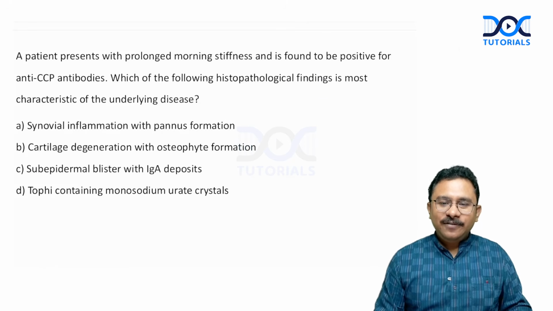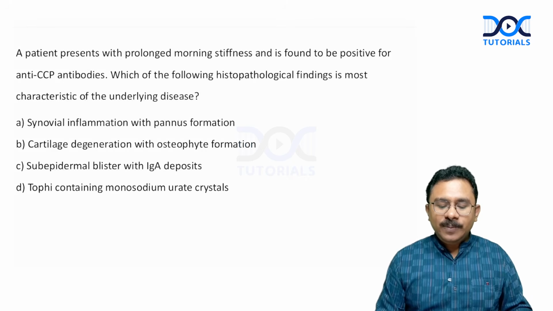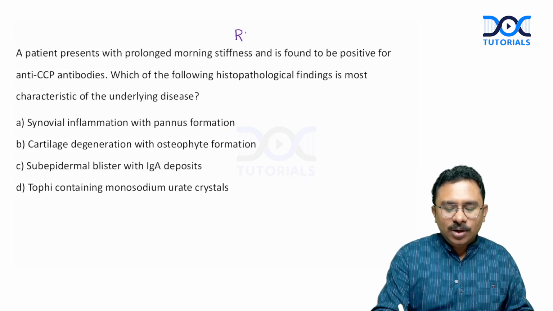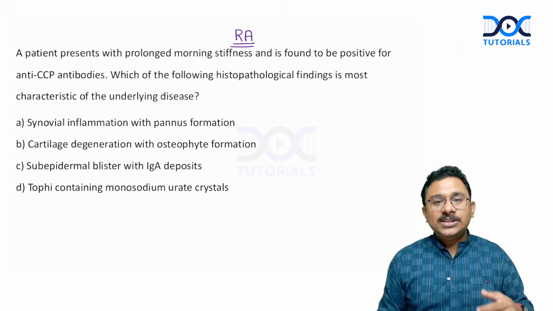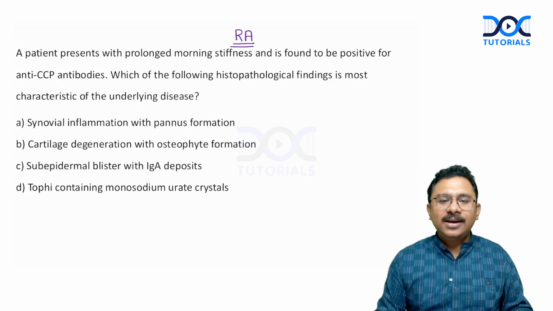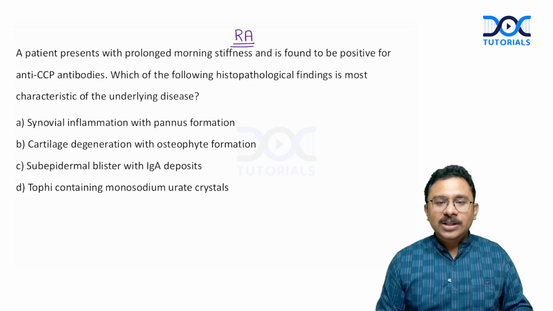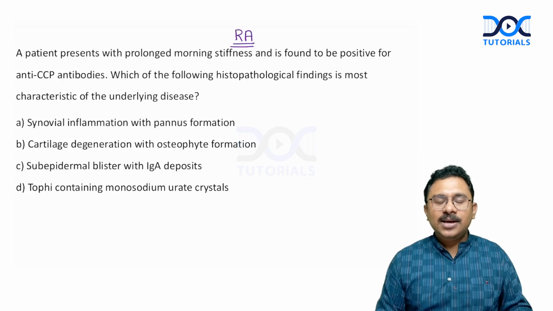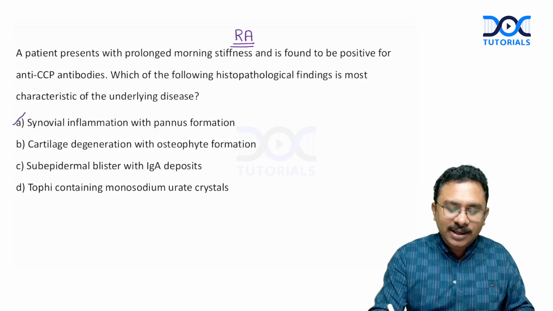Next question, again from rheumatology. Patient presents with prolonged morning stiffness and is found to be positive for anti-CCP antibodies. Again, giving you a clinical possibility of rheumatoid arthritis. Which of the following histopathological findings is most characteristic of the underlying disease, which is probably rheumatoid arthritis? Option A, synovial inflammation with pannus formation. Yes, we know that synovitis is a characteristic pathological finding in rheumatoid arthritis, and you can also have pannus formation. That is definitely going to be the answer.